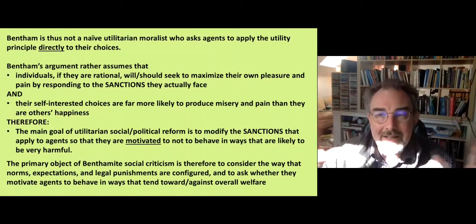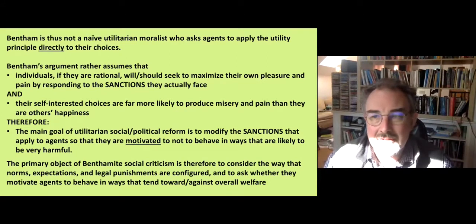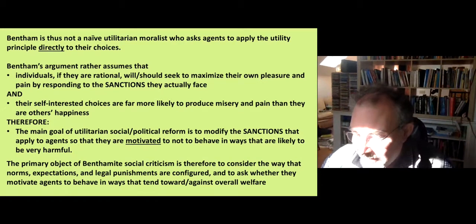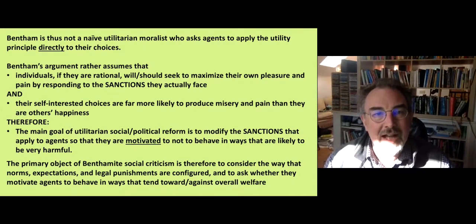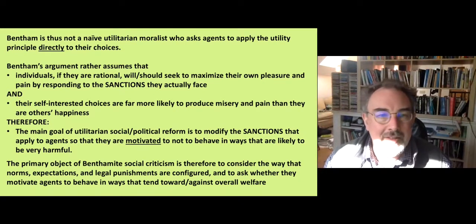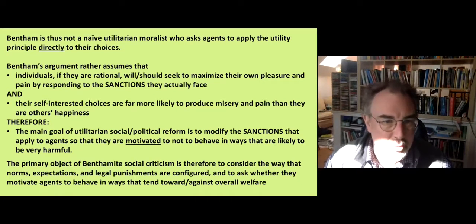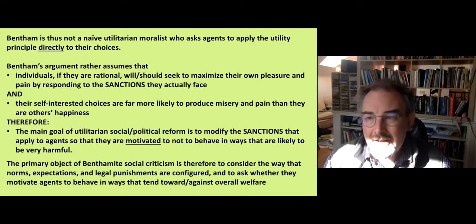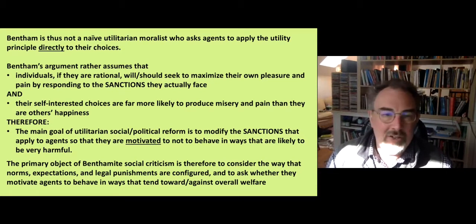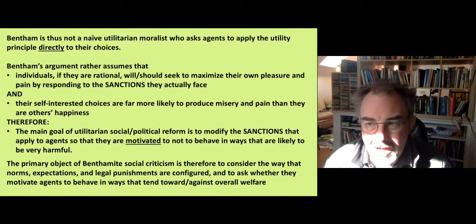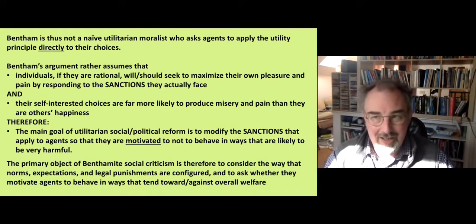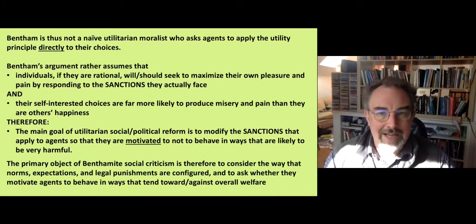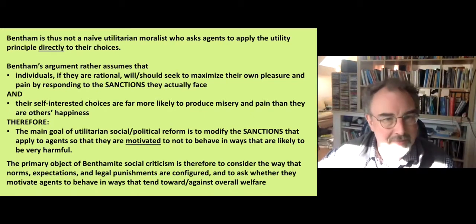So once you take account of all of this, this elaborate psychological theory of sanctions, I think one starts to realize that Bentham is not to be interpreted as a kind of naive utilitarian moralist who is simply asking us to apply the utility principle directly to our individual choices. It's not as if, for Bentham, the proposal is that each of us should have the utility principle before our eyes every moment of our waking lives and be constantly asking anytime we face a decision, well, what can I do right now to bring about the greatest happiness for the greatest number?